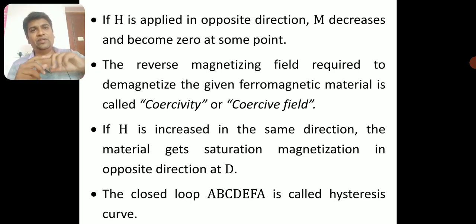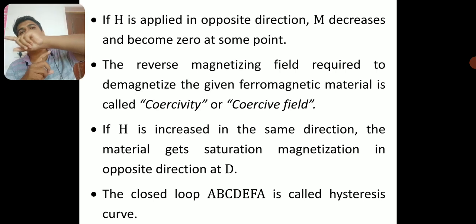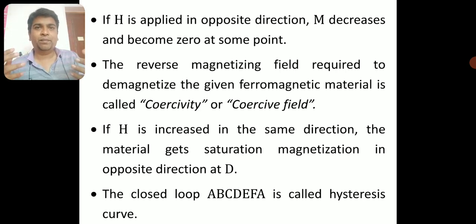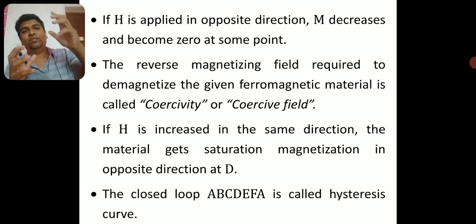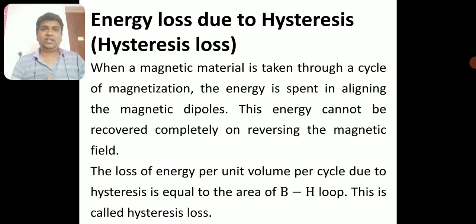Now we have gone one round in a loop: we have increased, decreased, gone negative, and gone further negative, and we saw how the magnetization behaves in a ferromagnetic material. It completes one closed loop, and this closed loop is called the hysteresis curve. Okay, fine.